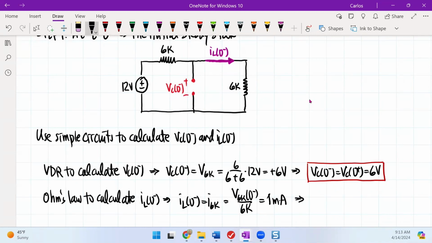So that tells me that the current of the inductor after the switch is thrown must remain at 1 milliamp.